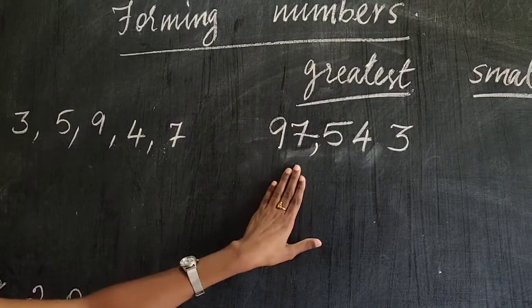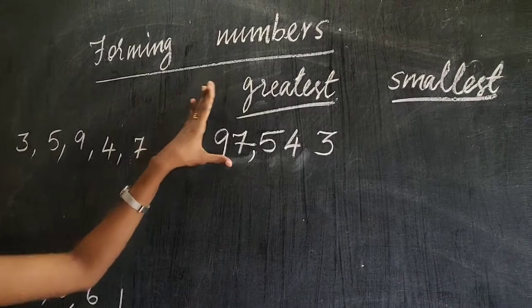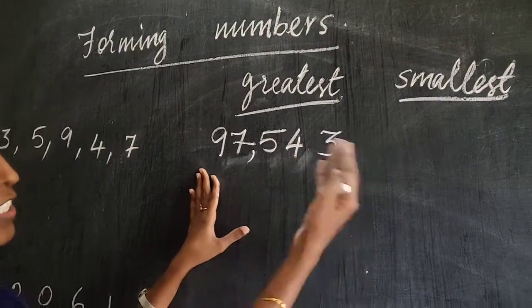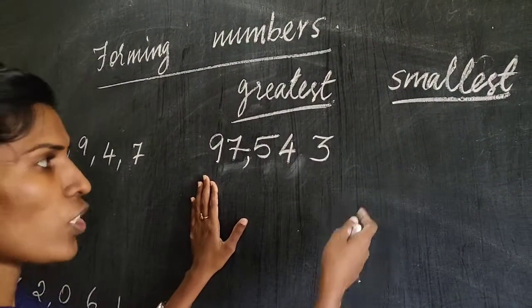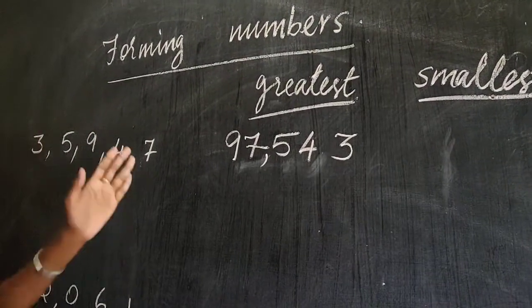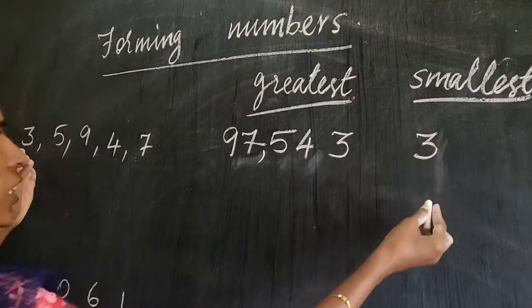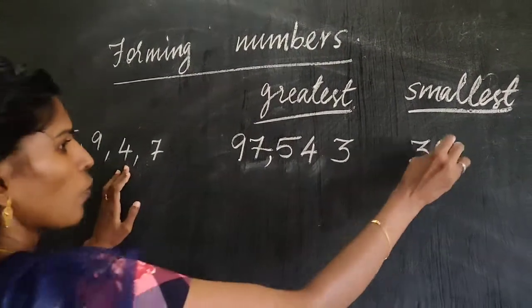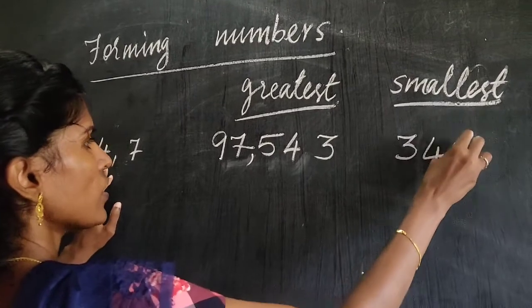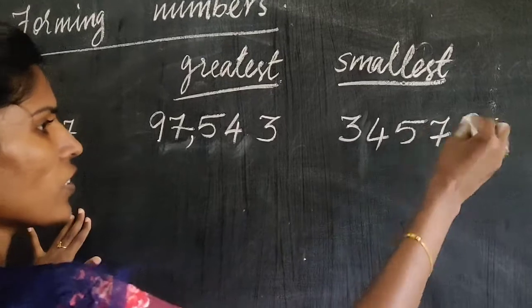Okay, so this is the greatest number. Now we have to write the smallest number. Already you know how to form the greatest number, so it is easy now. To find the smallest number, you have to write the smallest digit among all the digits. So here the smallest digit is 3. Again the next bigger number is 4. The next bigger number is 5. The next bigger number is 7. The next bigger number is 9.